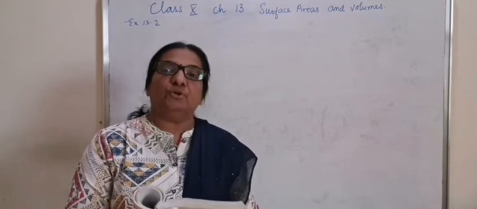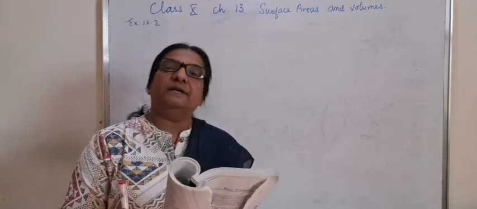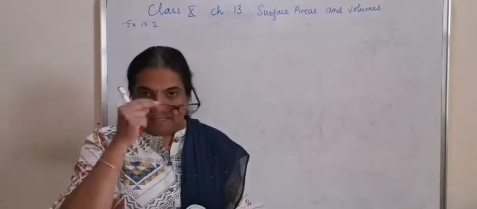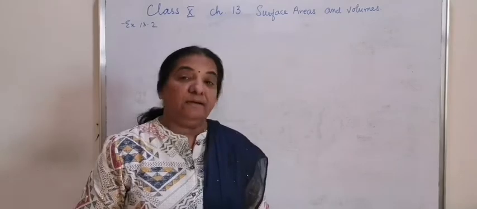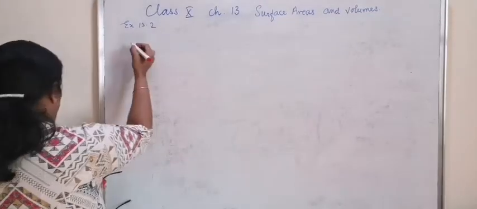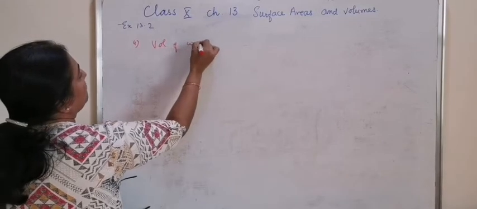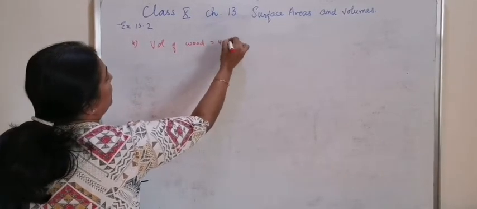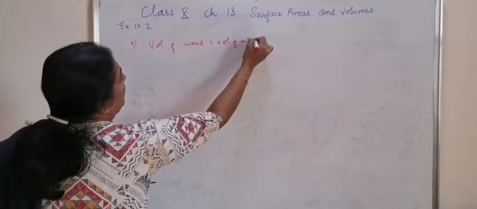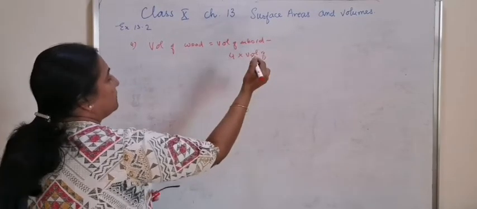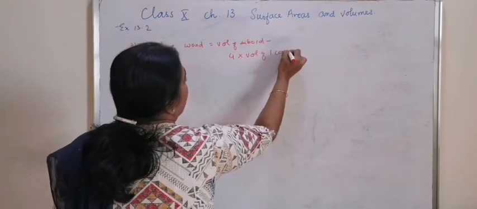So the volume of the wood will be volume of cuboid minus 4 times volume of one conical depression. That is, volume of wood is equal to volume of cuboid minus 4 into volume of one conical depression.